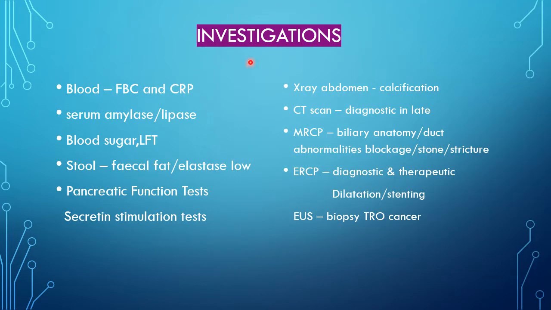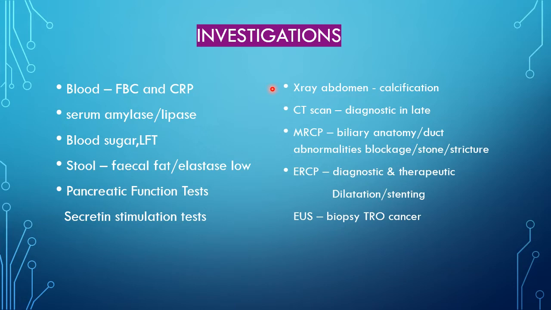What are the investigations for chronic pancreatitis? First, blood. Blood tests include FBC and CRP, serum amylase and lipase, blood sugar and liver function tests, stool fecal fat, and very important, elastase level in the stools. It should be low. Pancreatic function tests such as the secretin stimulation test.